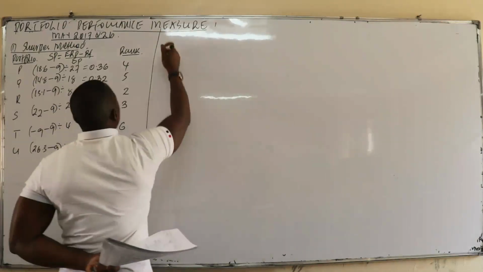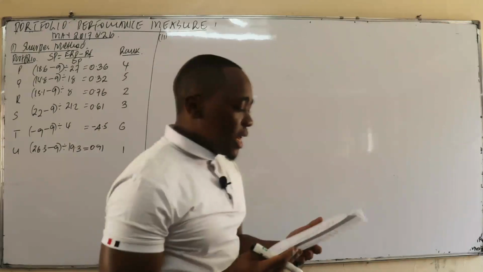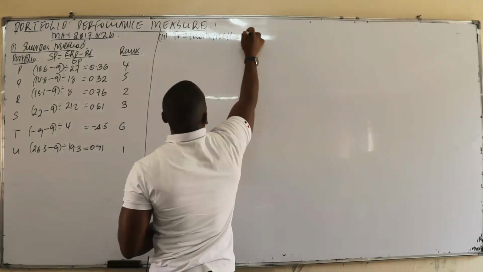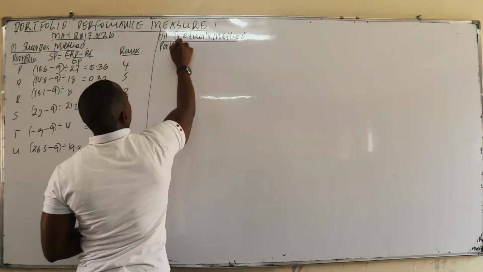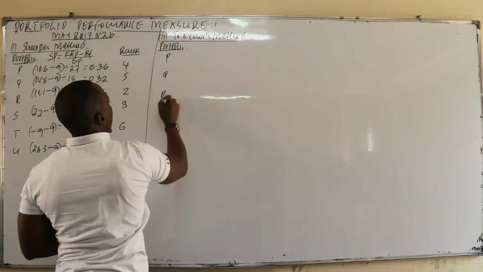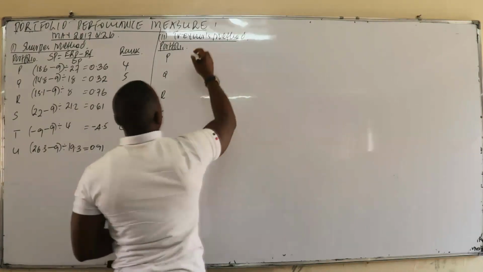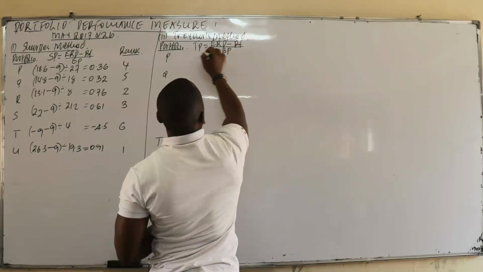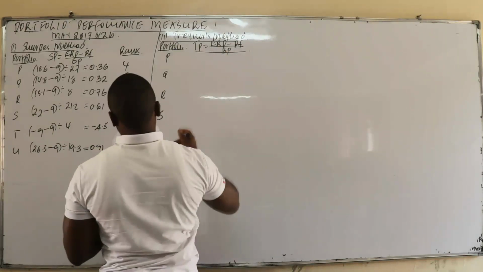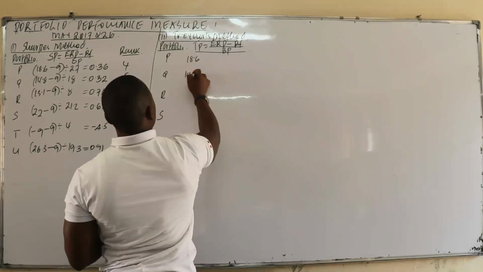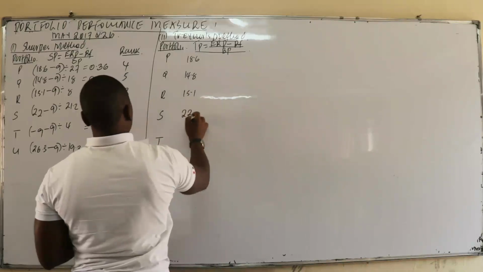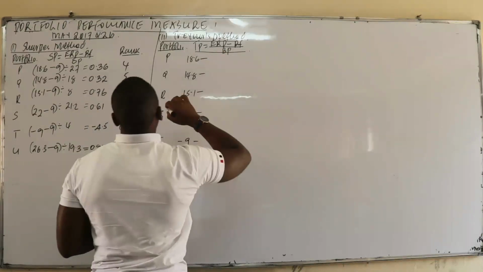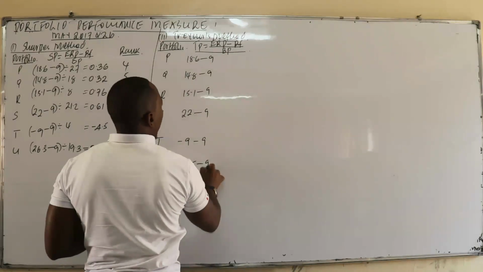Good. Number two of the question, we had to use Treynor's method. We have the portfolios P, Q, R, S, T, and U. Treynor's for the portfolio, you take expected returns of the portfolio minus risk-free over beta of the portfolio. So you already have the expected returns: 18.6, 14.8, 15.1, 22, negative 9, and 26.5. Then we deduct the risk-free rate, which is 9. Then you divide by the beta factor.